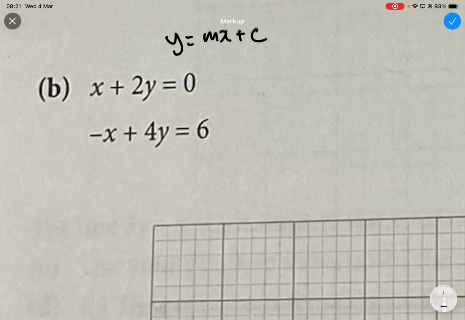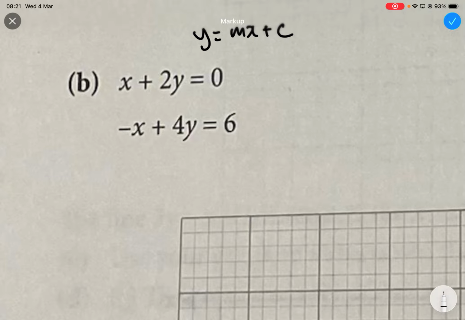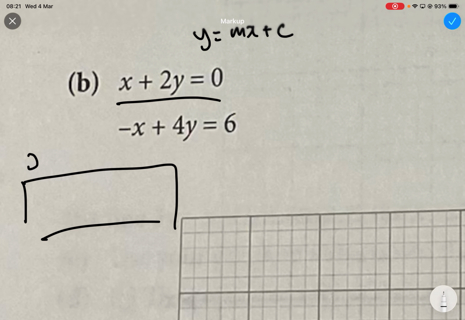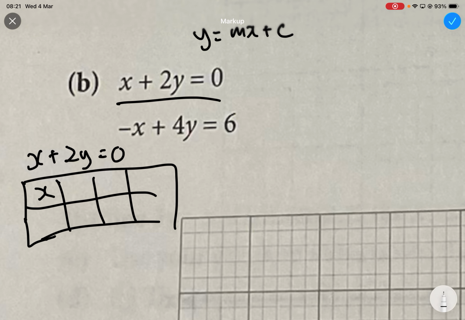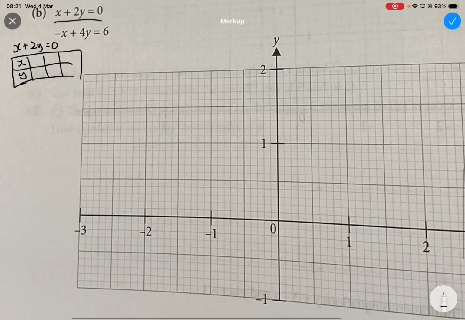So again, if I go by drawing a table, then I don't care, because I don't need to know the gradient, I don't need to know the y-intercept. So if I were to draw x plus 2y, let's say I want to draw this line first, I can have a table, x plus 2y equals 0. Then I can have my x and y values. Okay? Then I look at the x, the range.